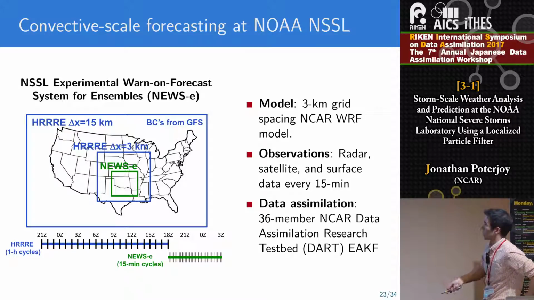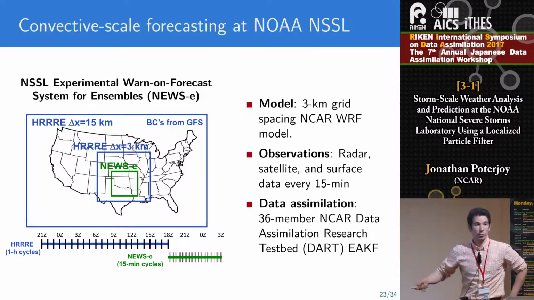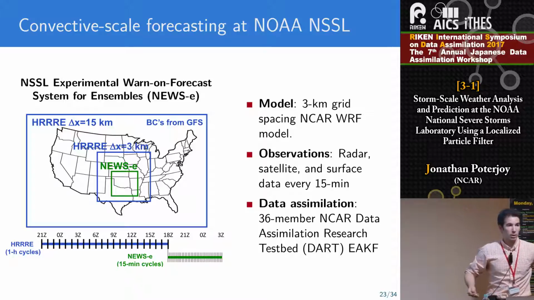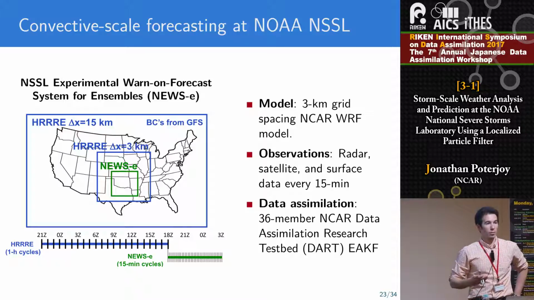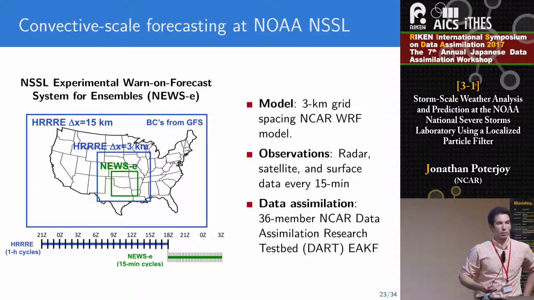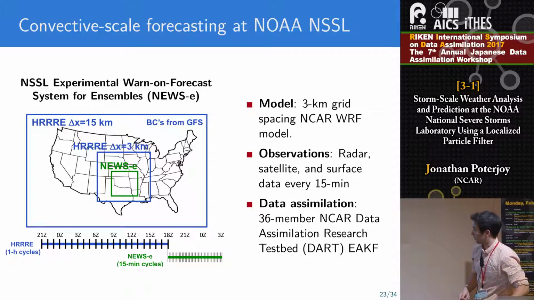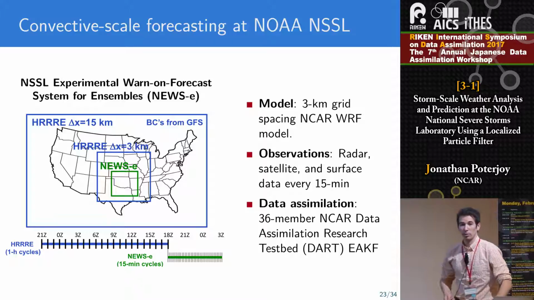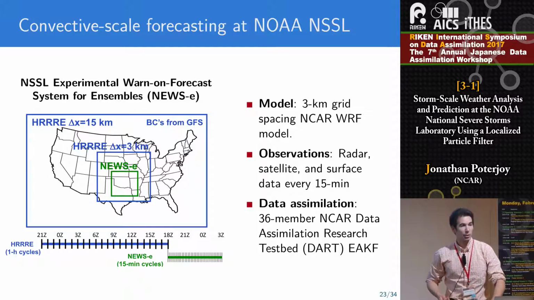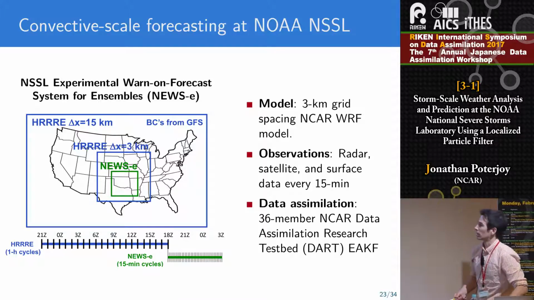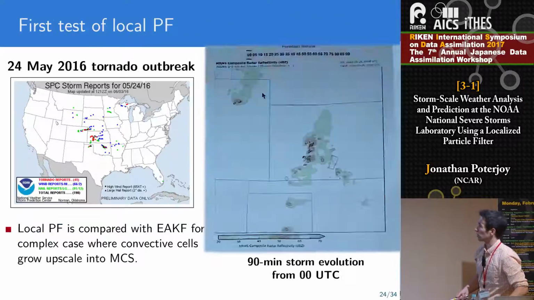It assimilates radar, satellite, and surface data every data assimilation cycle. The objective here is to provide a probabilistic prediction for severe weather outbreaks across the United States. And this is all done using only 36 members. We don't have access to something like the K computer at NOAA NSSL. We have to deal with the limitations of a relatively modest-sized Cray. And so we're only left with 36 members for our real-time data assimilation system there.